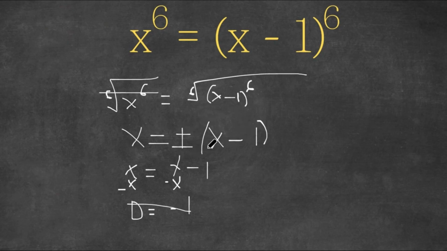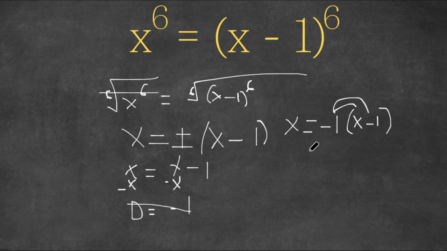So now let's try the negative version. Let's do x equals negative 1 times x minus 1, the same thing as negative x minus 1. Now we're going to have to distribute this negative 1. So we multiply with x and negative 1. This results in x equals negative 1 times x is negative x, and negative 1 times negative 1 is positive 1.